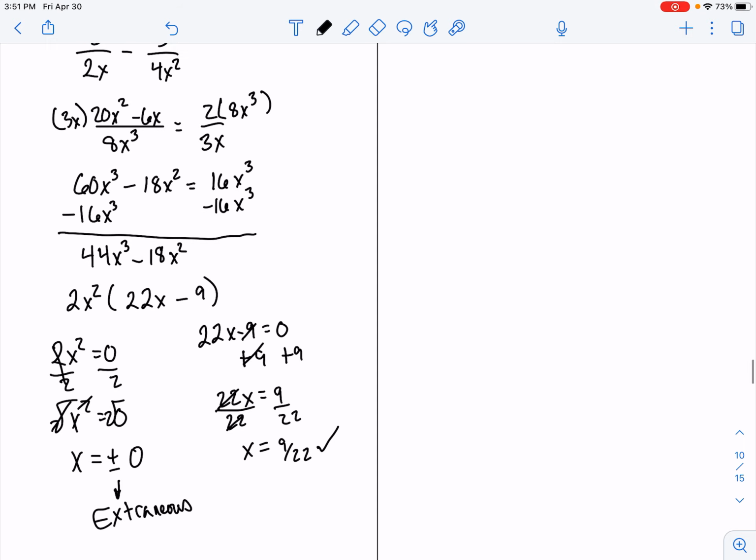In the next video, I'll show you how to solve by graphing. I prefer to solve by graphing because you will never get an extraneous solution when you solve by graphing.